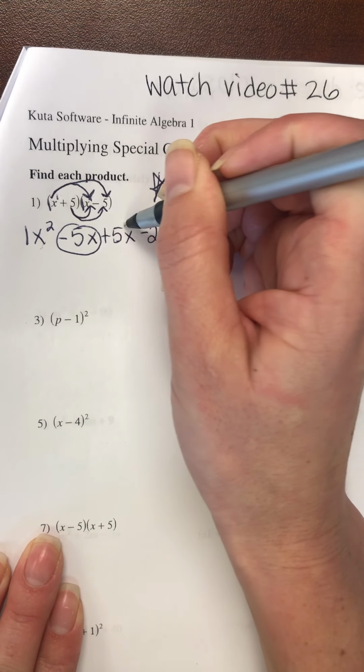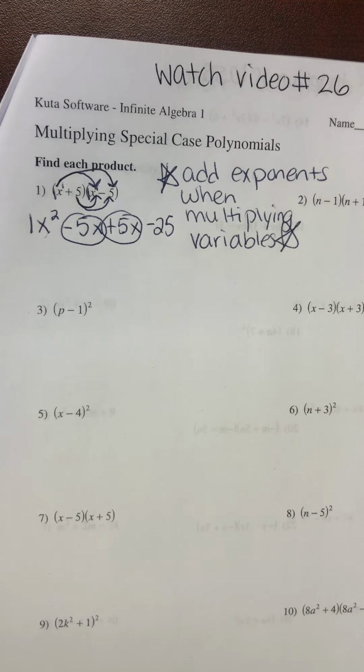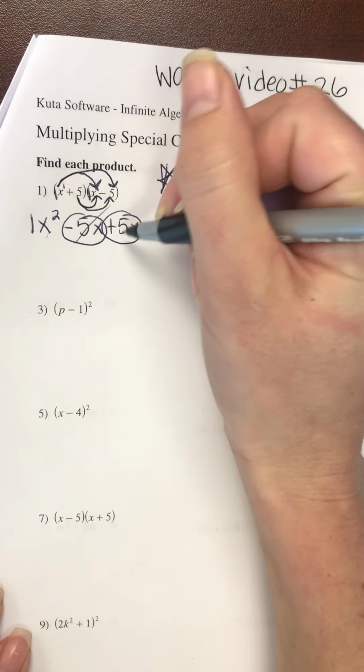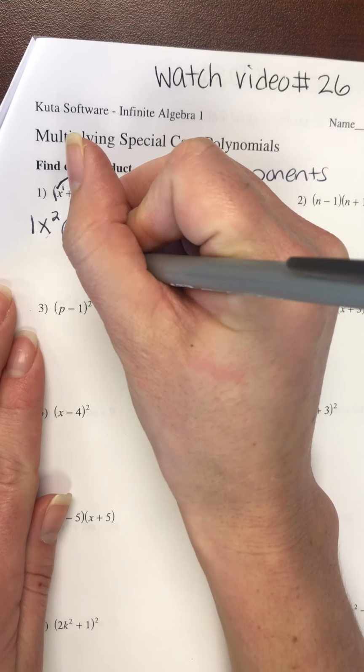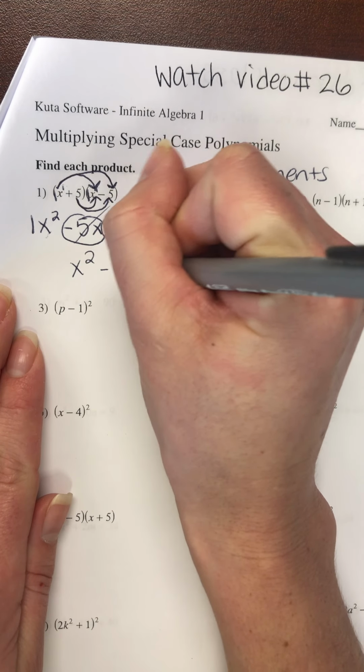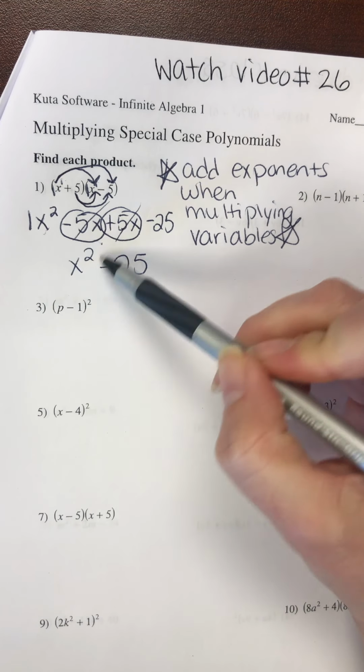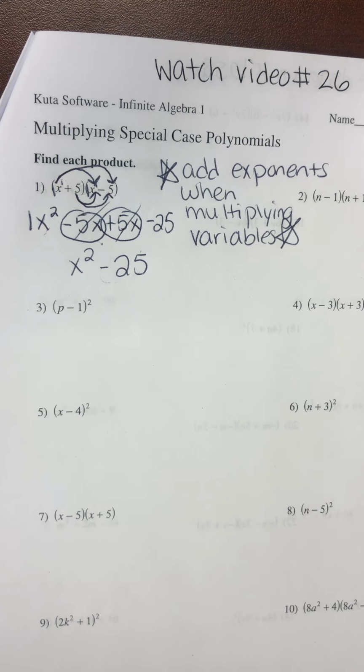But I have negative 5x plus 5x. Well, a negative 5 plus 5 would be a big fat 0. So those cancel out. And I'm just left with x squared minus 25. So this time my answer is a binomial. Bi meaning 2 terms. So my first term is the x squared, my second term is the negative 25.